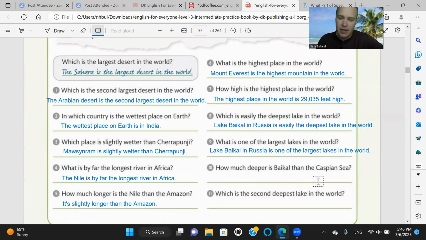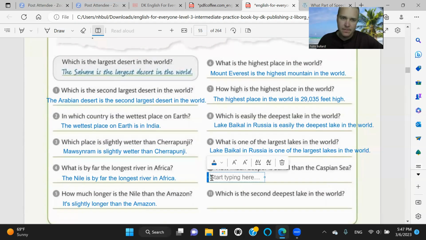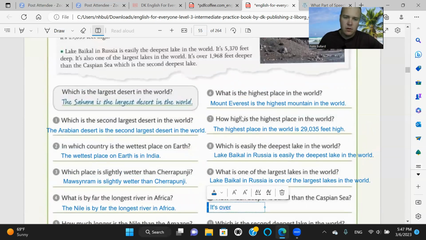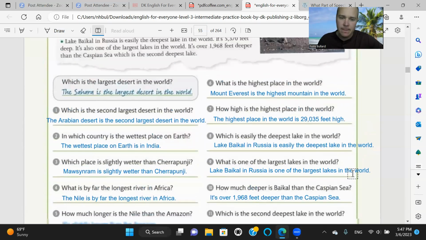How much deeper is Baikal than the Caspian Sea? It's over 1,968 feet deeper than the Caspian Sea, which is the second deepest lake. It's over 1,968 feet deeper than the Caspian Sea.